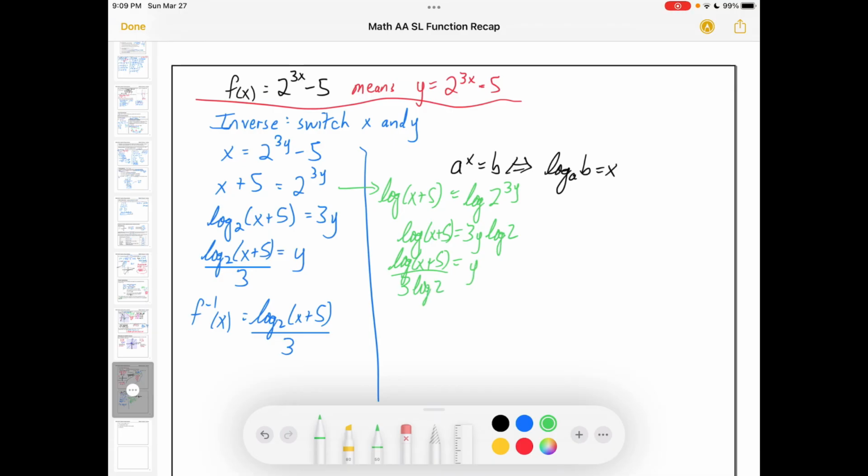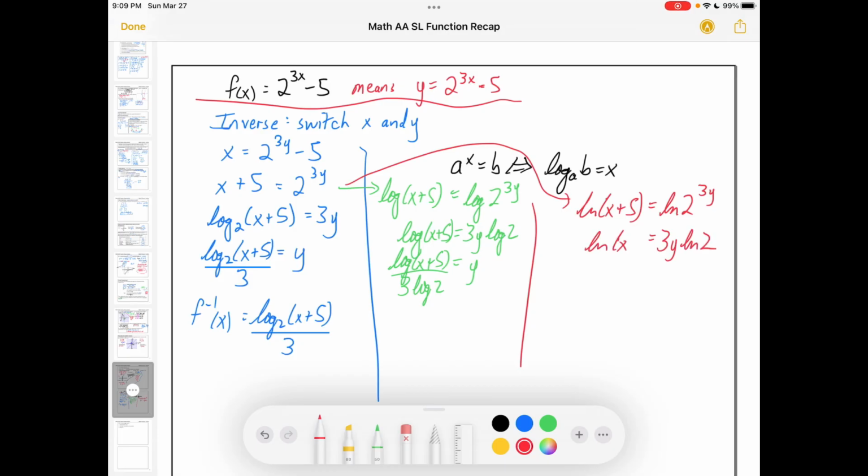And that would be y equals, which is the same as f inverse. You could do the exact same thing using natural logs. So ln of x plus 5 equals ln of 2 to the 3y. Bring down that 3y using the power rule. And then divide by 3 ln 2.